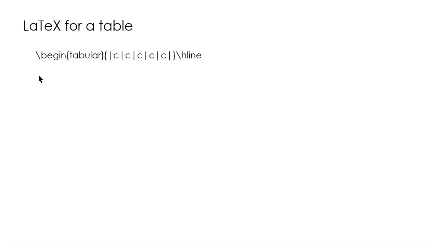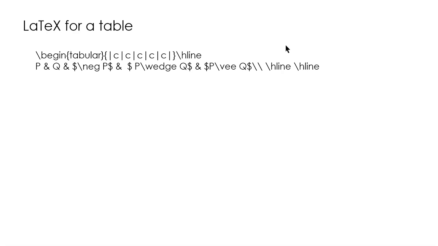So I'm going to start the table. I'm going to draw a horizontal line. The first line of my table will be a P, ampersand between what's in the columns. So I've got a P in the first column, a Q in the second one. The third one is the negation of P. Notice here I have dollar signs. The slash neg is a mathematical command, so I have to have dollar signs around this statement. P and Q are just P's and Q's. I didn't need to put dollar signs. I could, but I didn't need that.